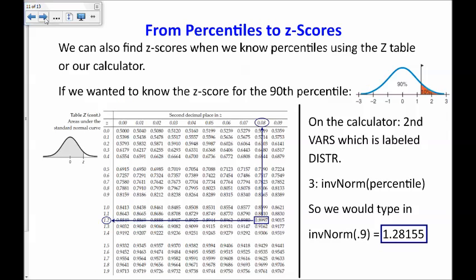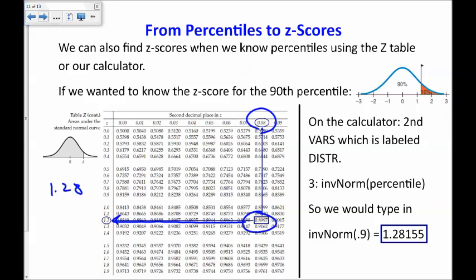We could also take this and go the other way. So I could go from a percentile to finding a z-score going the other direction. If I wanted to know the z-score for the 90th percentile, I could go find a number on the table that's close to 0.9 and then find that it has a z-score of 1.28.